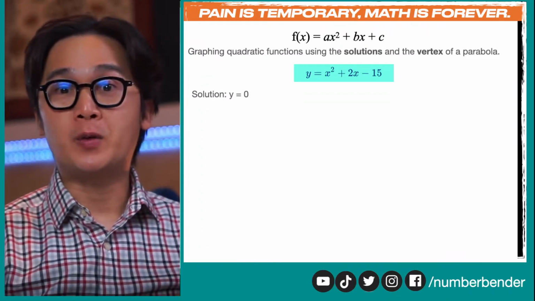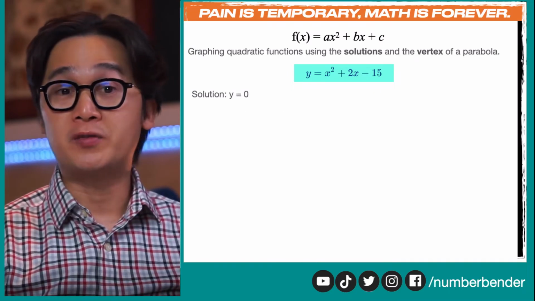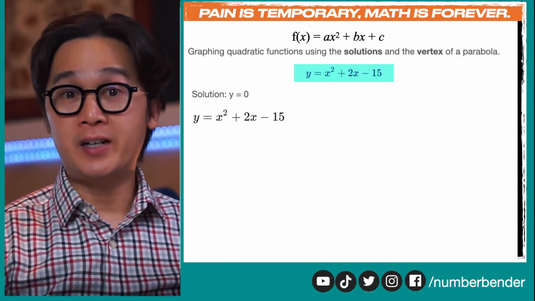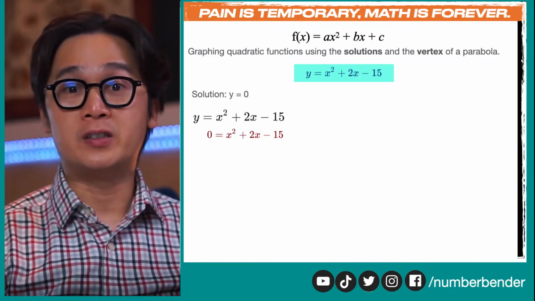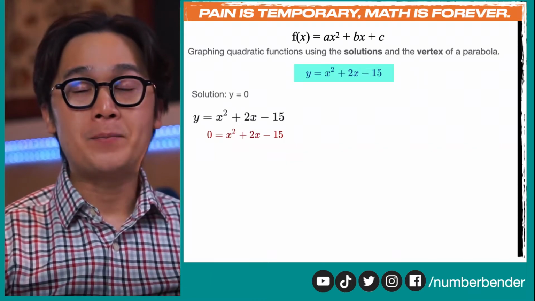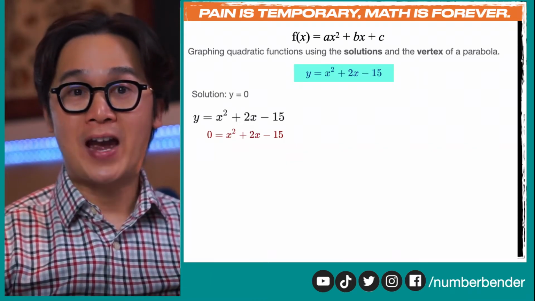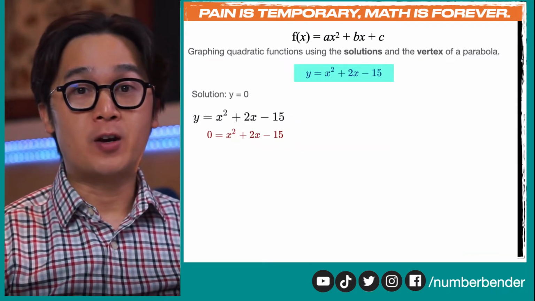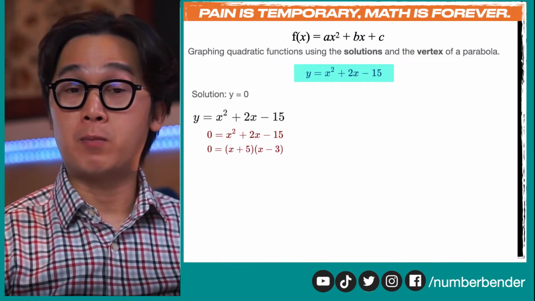And for today, since we know that x squared plus 2x minus 15 is a factorable quadratic equation, we'll be able to set this to 0. So the function is now 0 equals x squared plus 2x minus 15. And by factoring, all we need to do is to find the factors of negative 15 that will give us positive 2 when we add them up. And those factors would be negative 3 and positive 5.